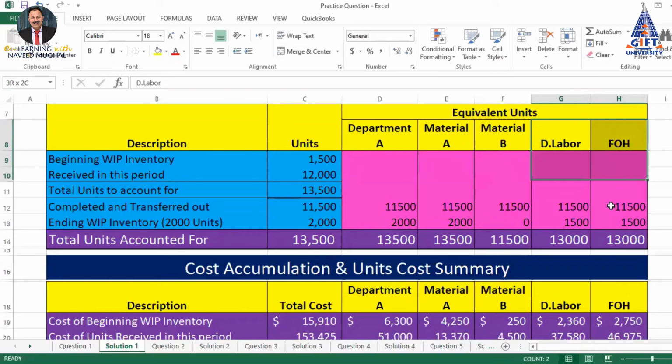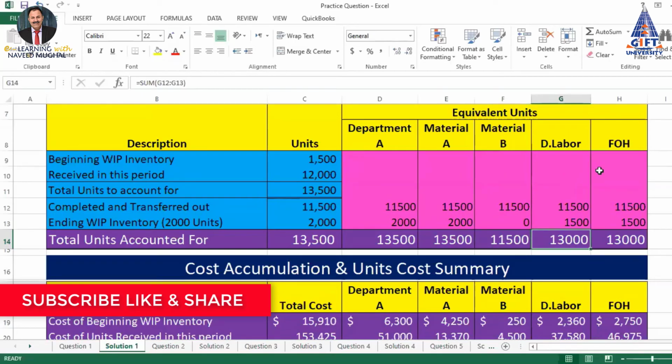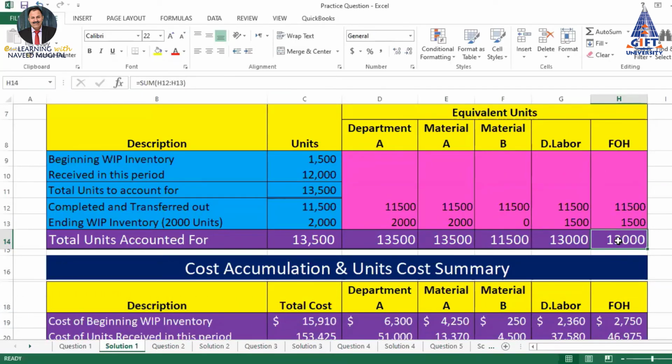What about direct labor? Direct labor and factory overhead are 3/4 completed. So we will use the formula 2000 multiplied by 3 divided by 4, that is 1500. So in this way we can calculate equivalent units for each cost element. For department A it is 13,500, total units that have been completed with respect to department A. And with respect to material A it is 13,500. With respect to material B it is 11,500. With respect to labor it is 13,000. With respect to factory overhead it is 13,000.